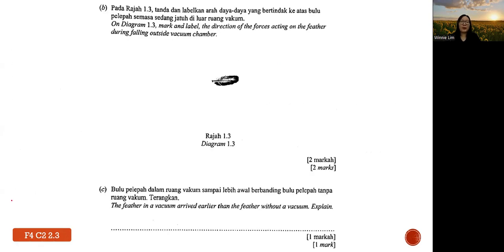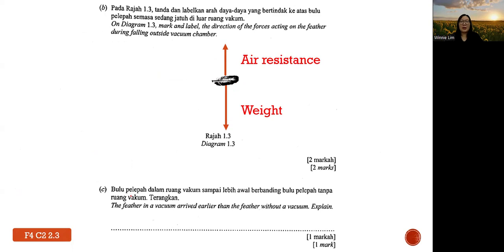Okay, next one. On diagram 1.3, mark and label the direction of forces acting on the feather during the fall outside the vacuum chamber. So outside the vacuum chamber, the feather is not only acted on by gravitational force, but there is another force opposing it and making it slow down. That's why it takes a longer time, which is what we call air friction. So you label the upward direction as air resistance and the downward direction as the weight.